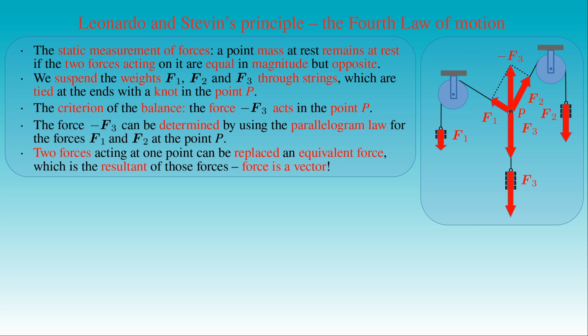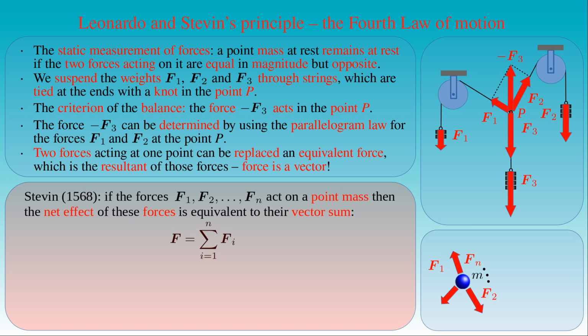This conclusion was reached by Leonardo and Stevin when they studied problems related to statics. But everyday experience shows that this principle holds under general conditions and can be applied throughout physics. Since Leonardo and Stevin's principle is valid in general, it is also known as the fourth law of motion. In its general form, this law states that if the forces F1, F2, ..., Fn simultaneously act on a point-like body, then the net effect of these forces is equivalent to the vector sum of these forces, that is, the net force F is equal to the sum of Fi, where the index i runs from 1 to n.